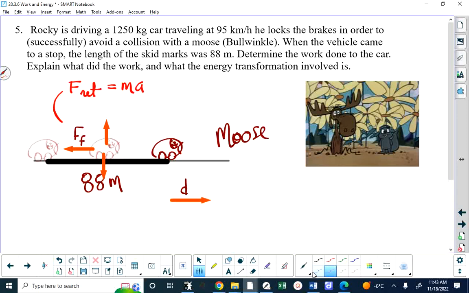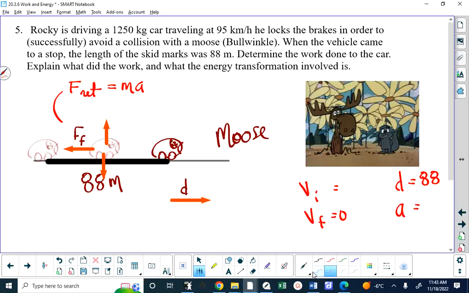I bet you never thought that those kinematics formulas would rise up from the grave and rear their ugly head in our direction again, but they have. We've got to use the information in this question to find out the acceleration. VI is known. VF is known. It's 0. D is 88. So we can find the acceleration.